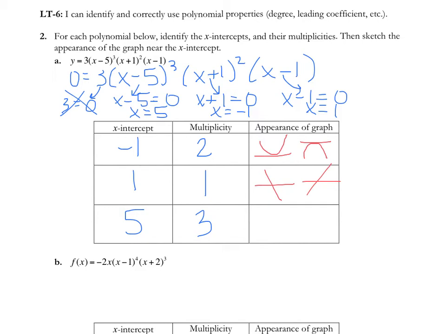And finally, our x-intercept of 5, that has a multiplicity of 3. So remember, any kind of an odd multiplicity, as long as it's bigger than 1, is going to make what Simone called an awkward S shape, like this, or like this, near that x-intercept. So that's what our graph is going to look like near the x-intercept x equals 5.